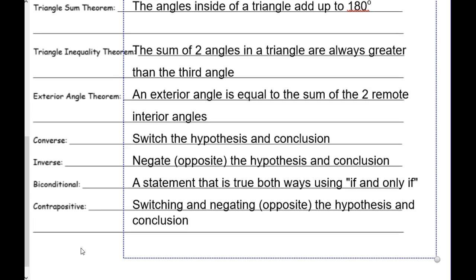And then contrapositive is a converse and an inverse. So a contrapositive is when you switch and negate the hypothesis and the conclusion.